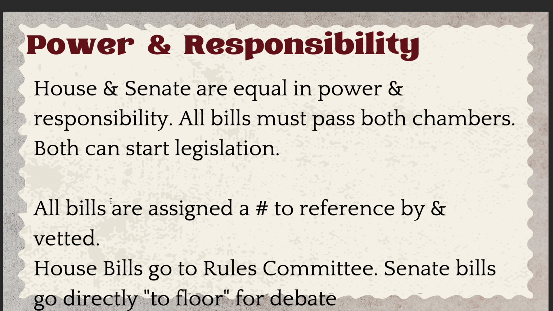The House and Senate are equal in power. All bills have to pass both, and both can start legislation. All bills have a number. They are vetted. House bills go to the Rules Committee. Senate bills immediately go to the floor. This is because the House has so many more members than the Senate.